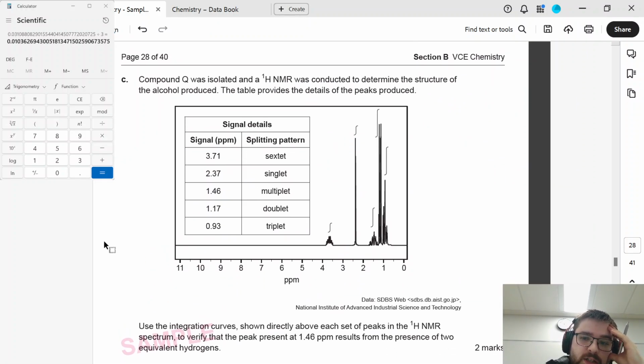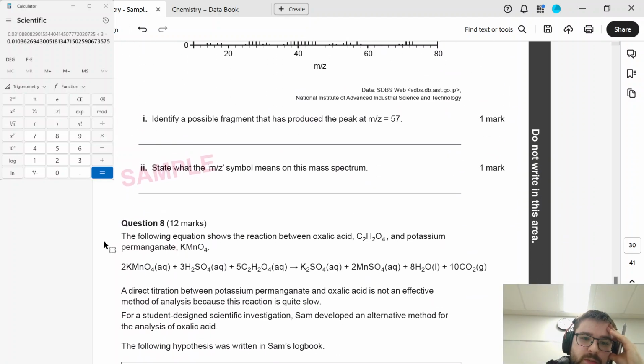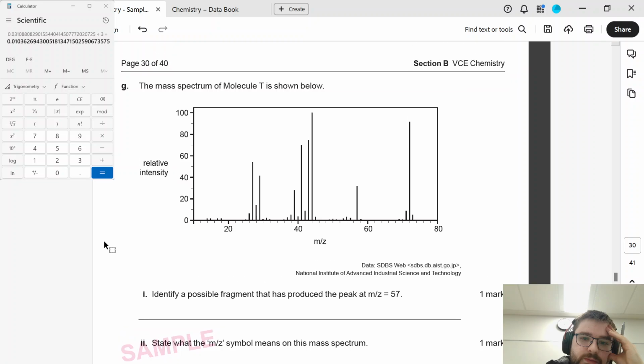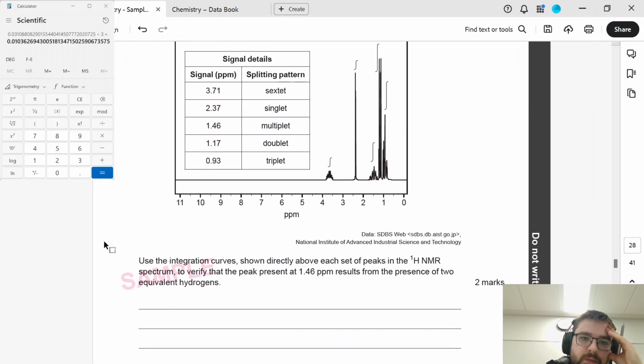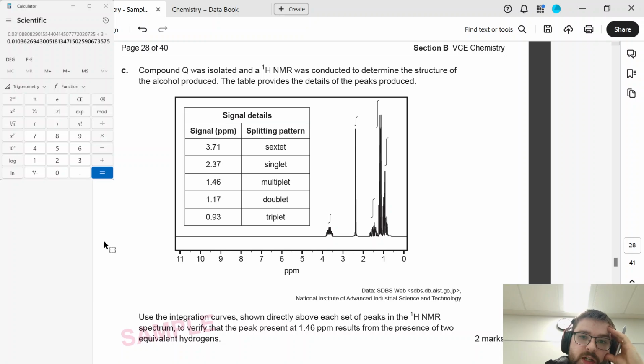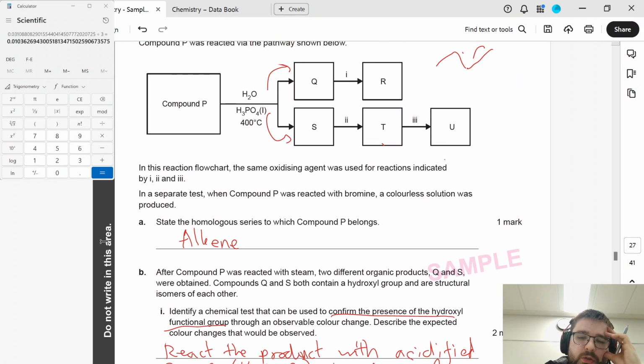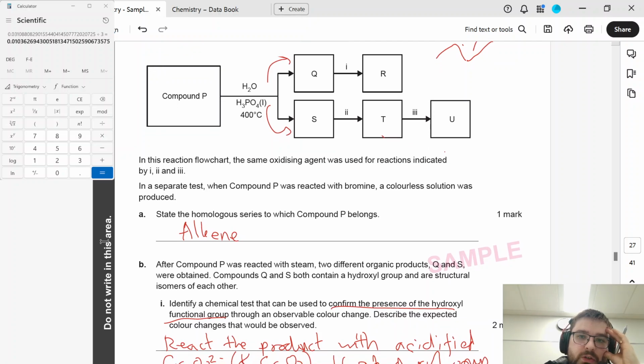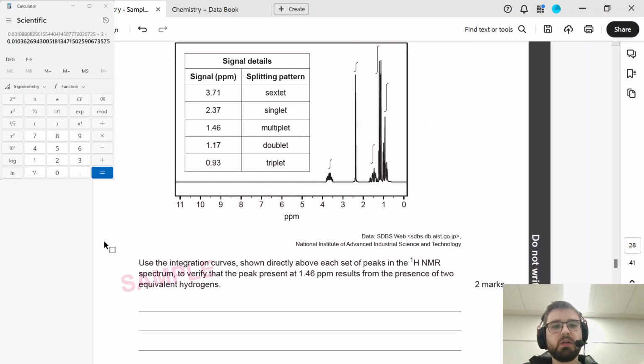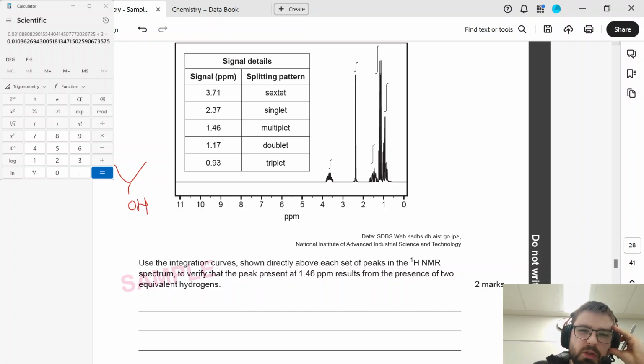Compound Q was isolated. Do we not get a full question of spectroscopy? Oh. Compound Q was isolated, and so which one was Q? Q is the ketone. Sorry, no, not the ketone. Q is going to be the secondary one. So Q is going to be that one. It feels really weird answering a whole question when I already know what the answer is.